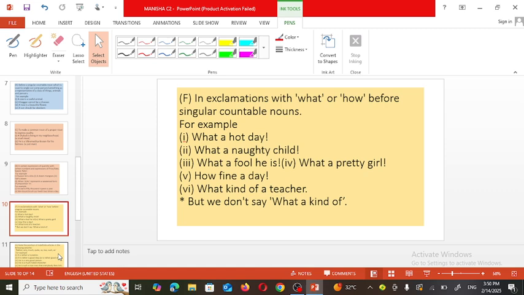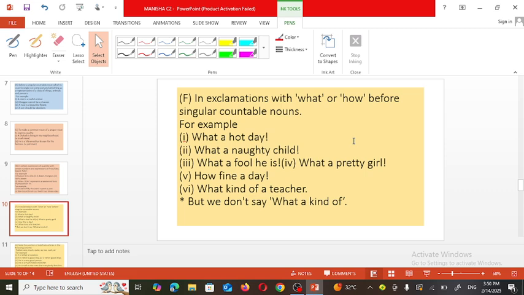Friends, you know four kinds of sentences. That is the assertive sentence, which is also known as a declarative sentence. A simple sentence, for example, he is a student, she is a teacher. So that is what an assertive sentence is.